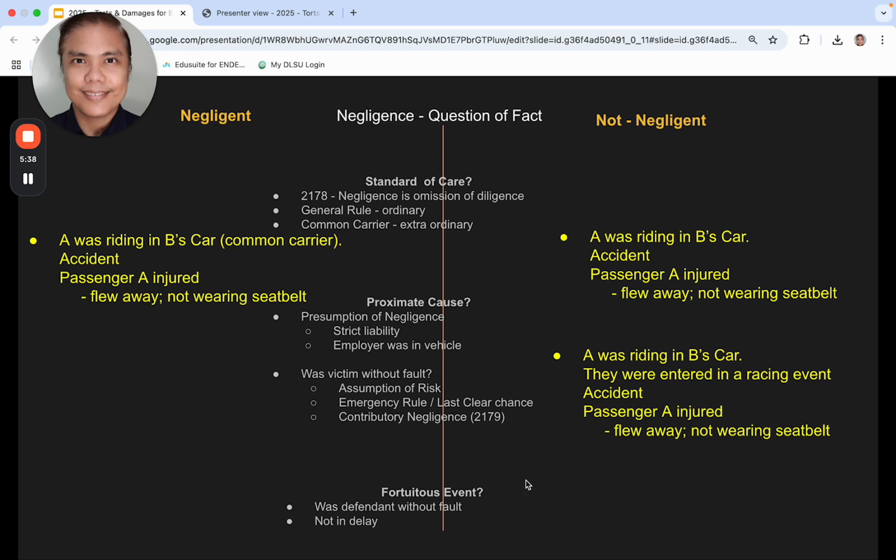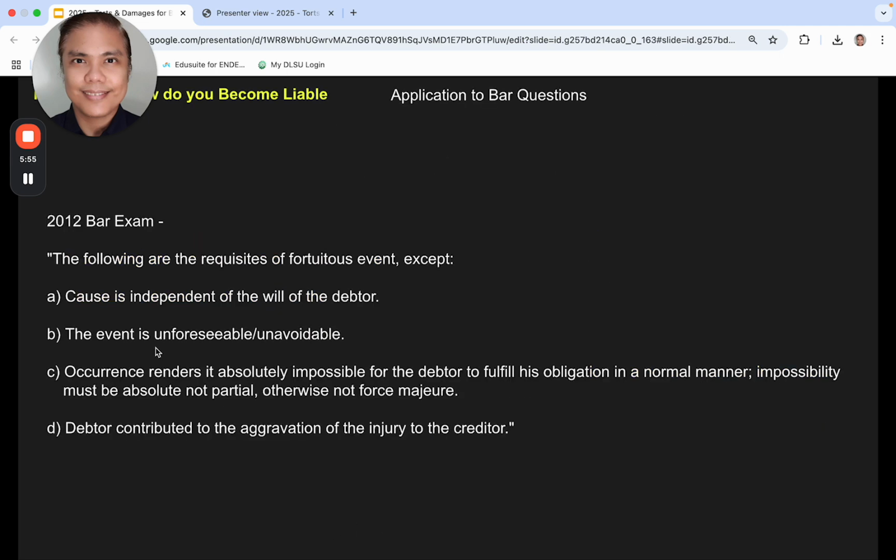All right, so for the last item, let's talk about the fortuitous event. I have some bar questions regarding fortuitous events. Remember, fortuitous event is unforeseen and unavoidable. Take note that defendant must not have been at fault when there's a fortuitous event, or the defendant was not in delay. Here's some bar questions. All right, fortuitous event. These are the words that you use to describe a fortuitous event, except that the debtor should not have contributed to the aggravation or the injury.